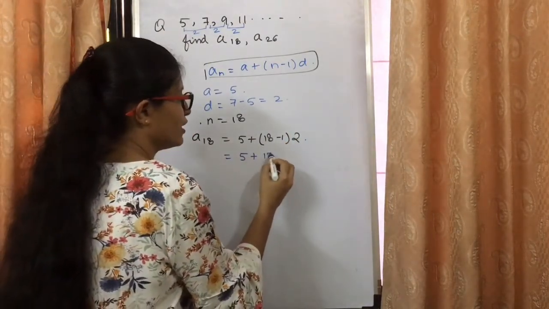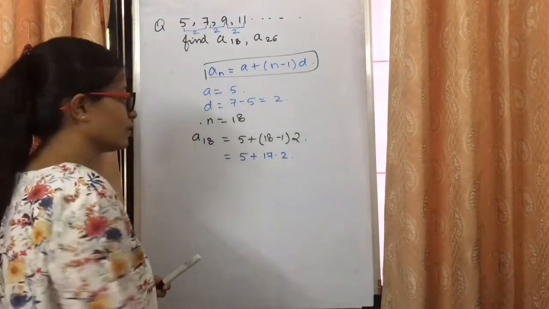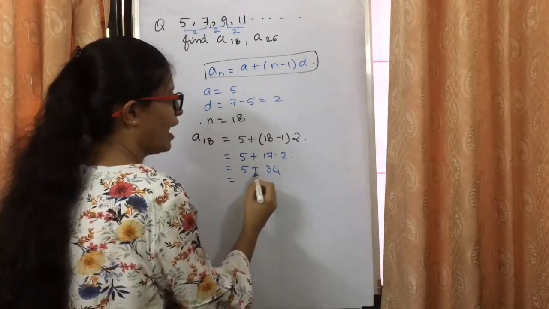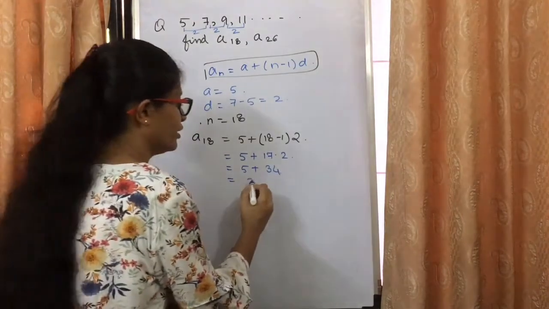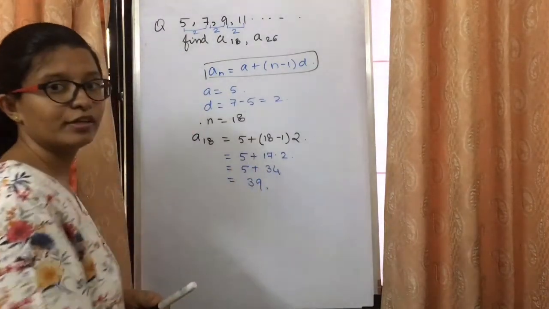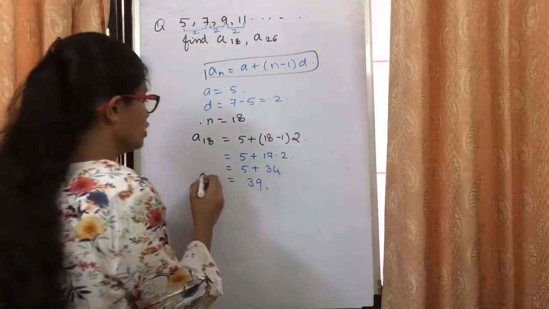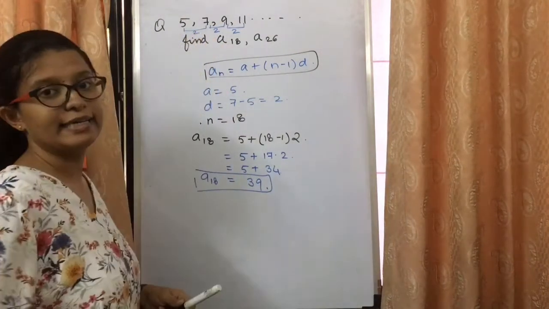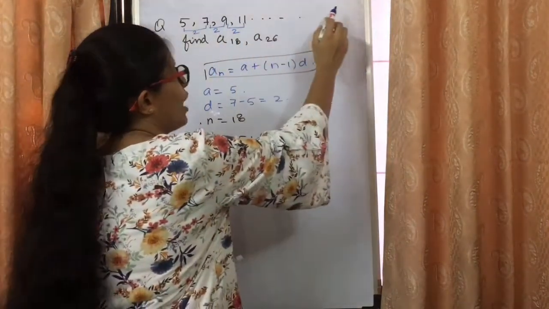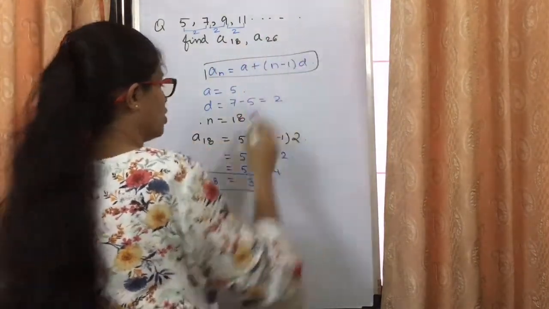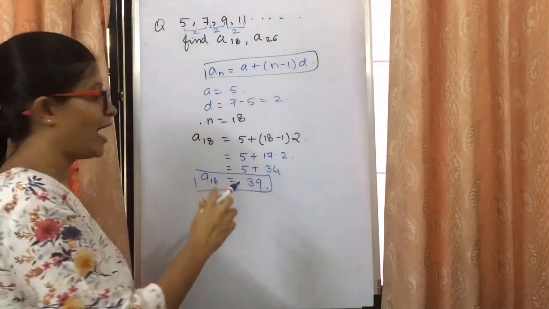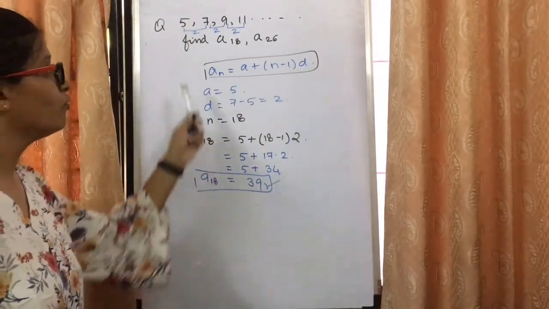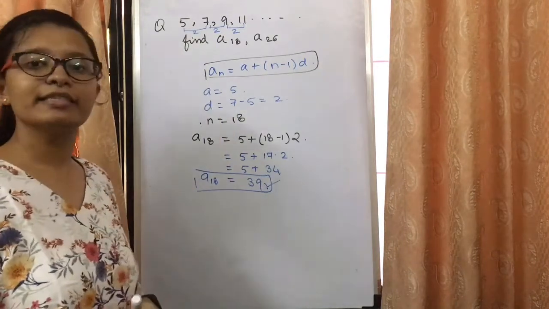Now let's solve the question. 5 plus 17 into 2. And we all know 17 into 2 gives us 34. And 34 plus 5 will give you 39. So this is the 18th term of the given series. If you keep going ahead by adding 2, at the 18th place you will get 39. So this is how the AP series works.